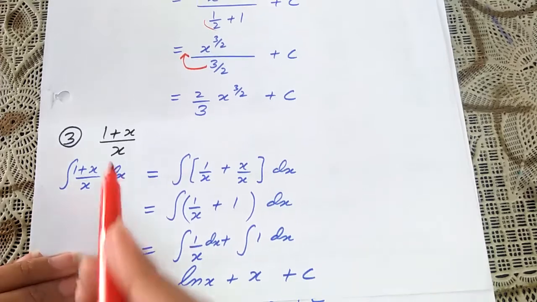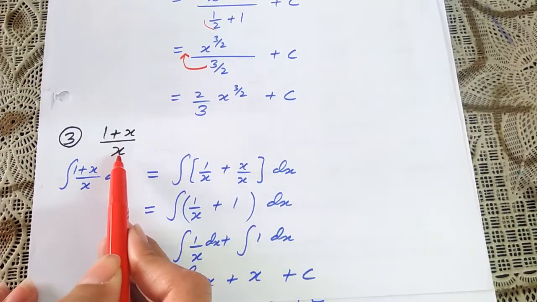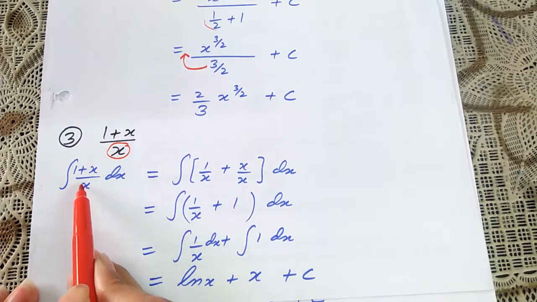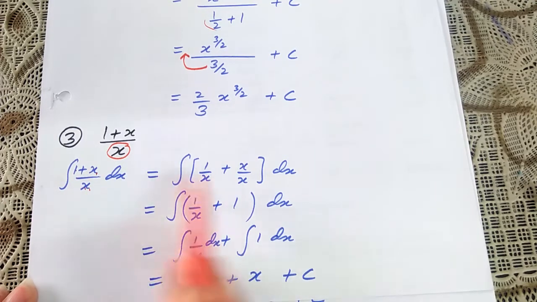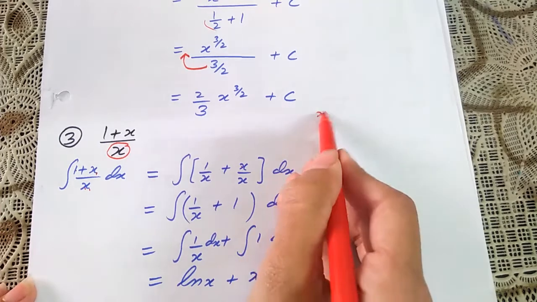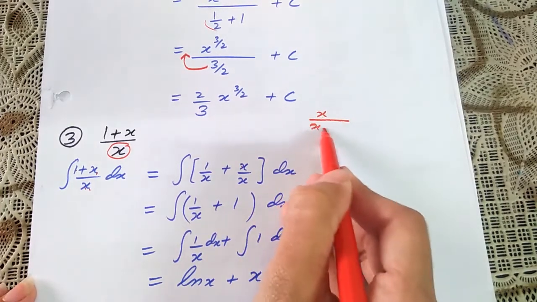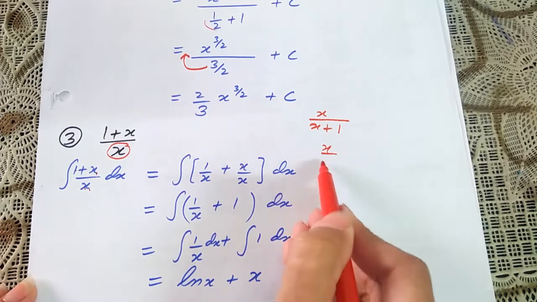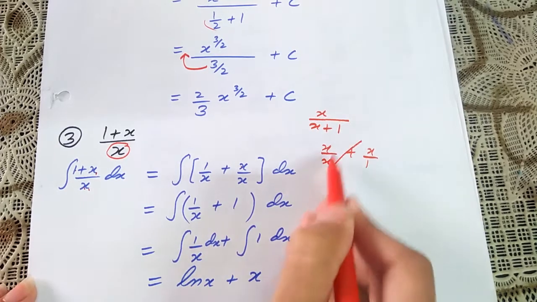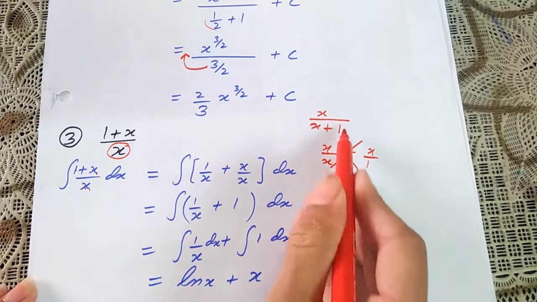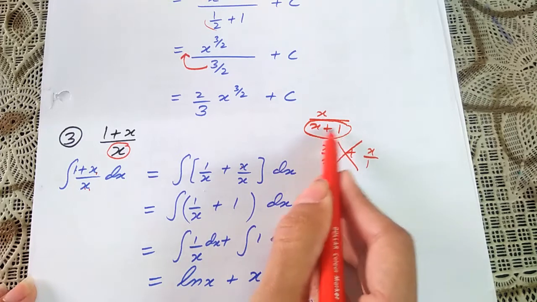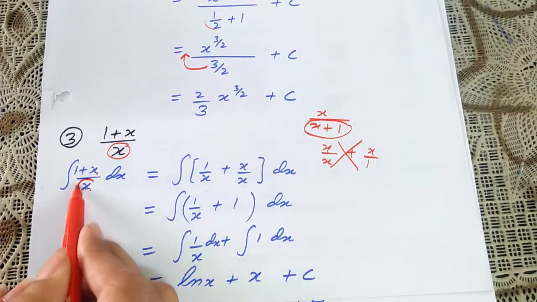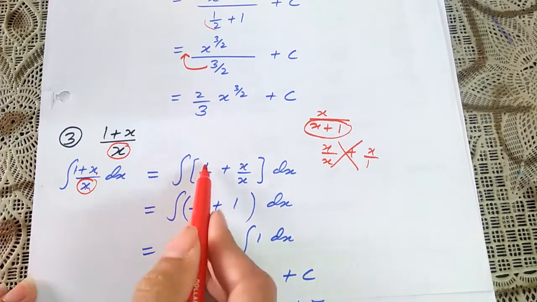Question number 3 says we have to integrate 1 plus x over x. Now we have only one term in the denominator. We can separately divide it with 1 and x, so it will be 1 over x plus x over x. But remember this thing, that if we have x over x plus 1, we cannot divide it like x over x plus x over 1. This is wrong, because in the denominator we have x added with 1. We cannot separate it. But if we have one term in the denominator, we can separate it like this.